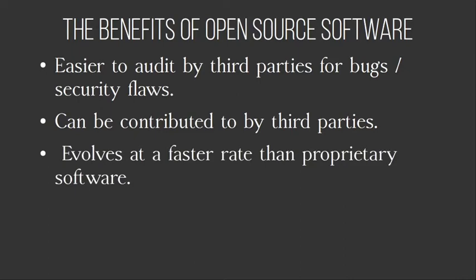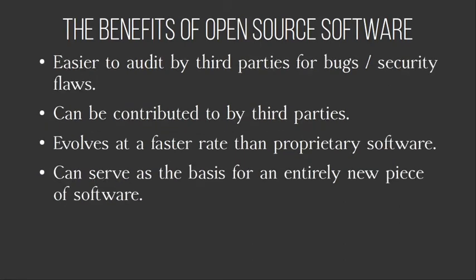Since there are so many eyes on the code and there are contributions, this means that the software itself can evolve at a much faster rate than if it was developed by a small committee, by a proprietary software company. And finally, open source software can serve as the basis for an entirely new piece of software. This happens all the time whenever a project is forked.